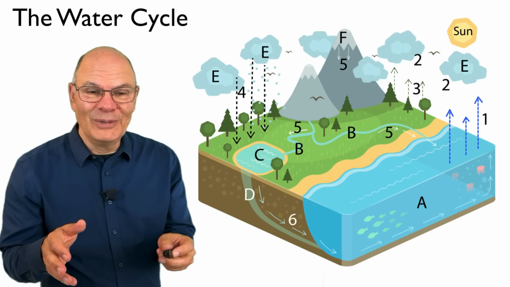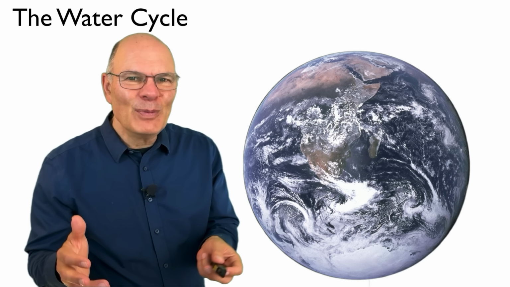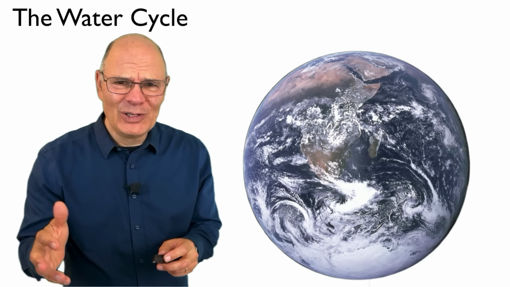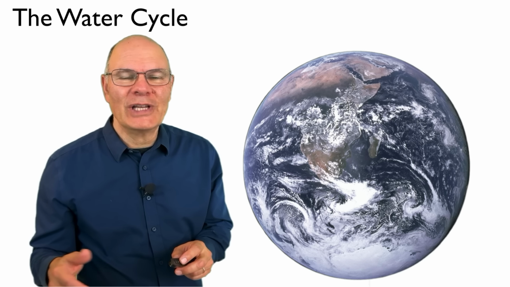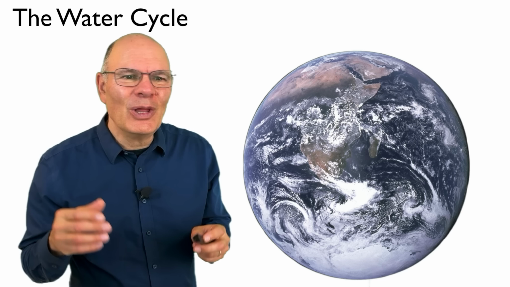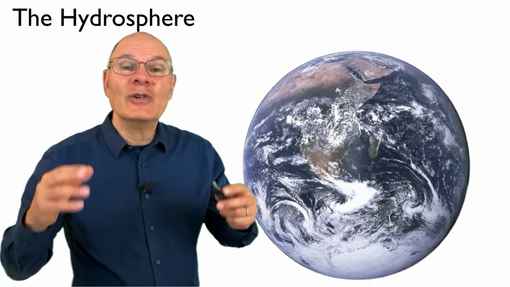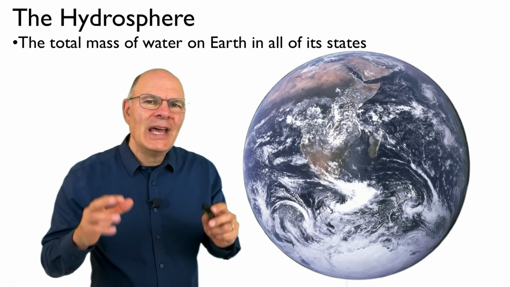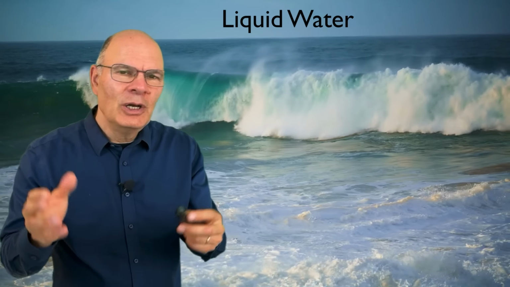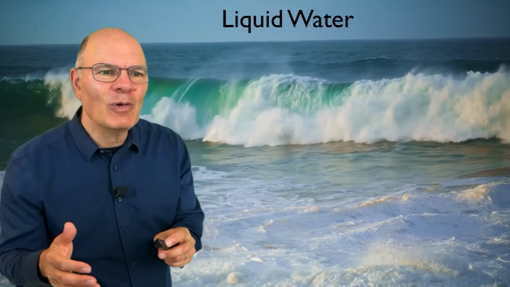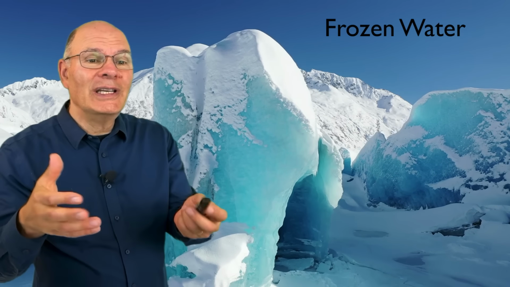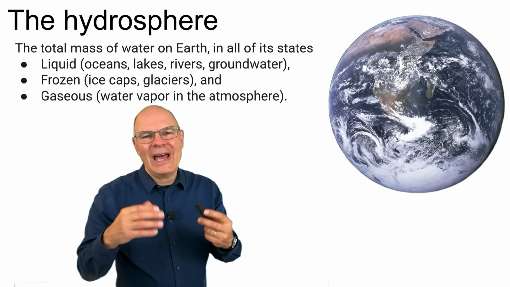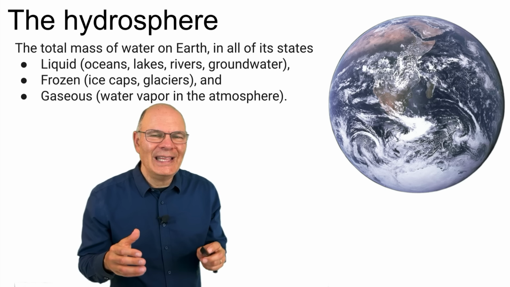The water cycle. Water is so omnipresent on Earth that not only is it part of the biosphere, as we'll see in our discussion of the water cycle, but it has its own sphere called the hydrosphere. And the hydrosphere is the total mass of water on Earth in all of its states. That includes liquid water in oceans, lakes, rivers, and groundwater, frozen water in ice caps and glaciers, and gaseous water that exists as water vapor in the atmosphere.